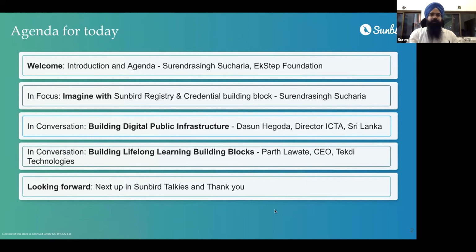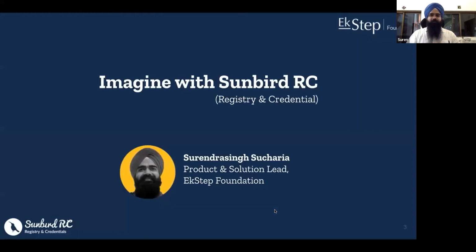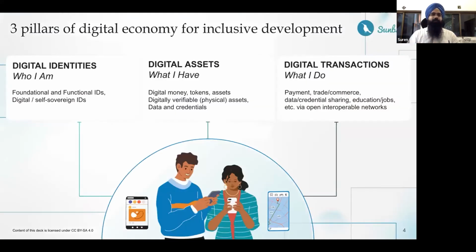So, great. Let's begin this journey of Imagine with Sunbird RC with a quick recap of what we heard from Dr. Pramod Verma in the previous session. The three pillars of any digital economy are identities, assets, and transactions. And identities are not only for people, but they are also for organizations, companies, and also for things.